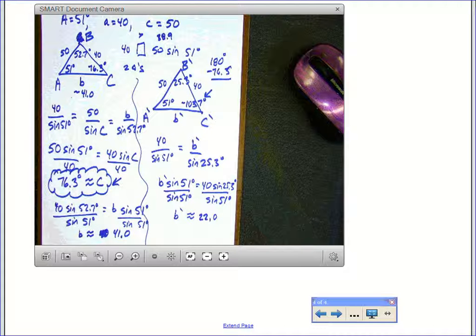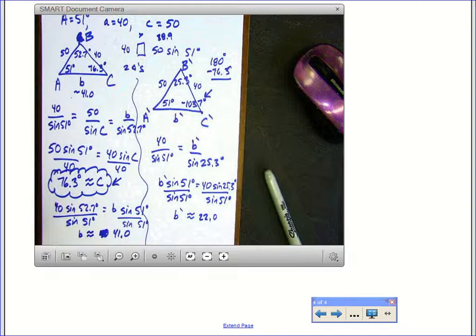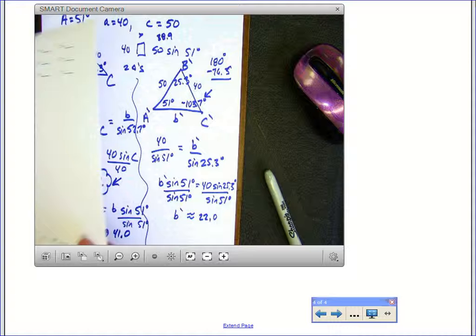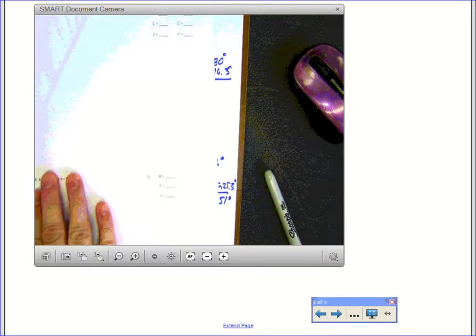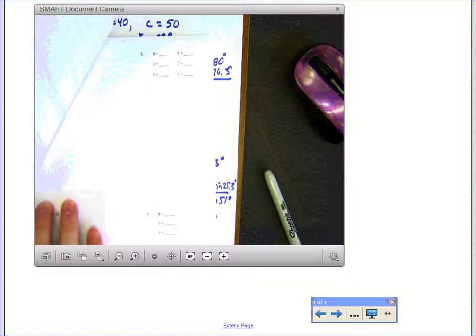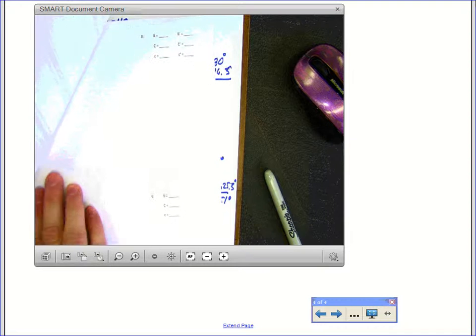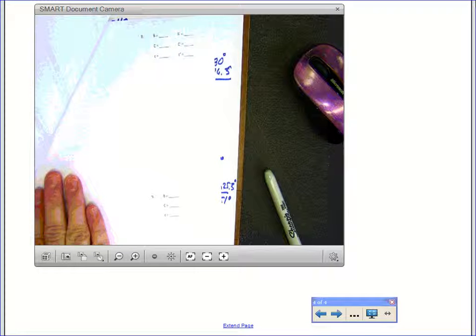Now let me show you something here. I'll show you a page of your test. I'm not going to show you the numbers over there, but I'm going to show you the answer blanks. So I wonder how many possible triangles there are in number 9.